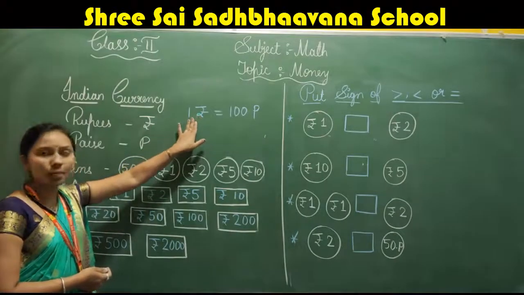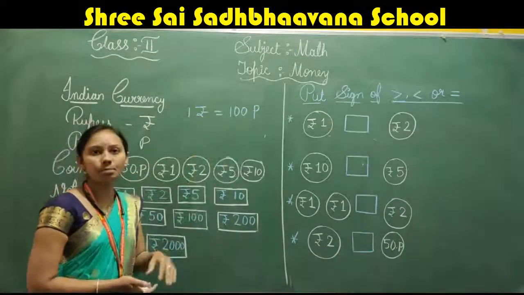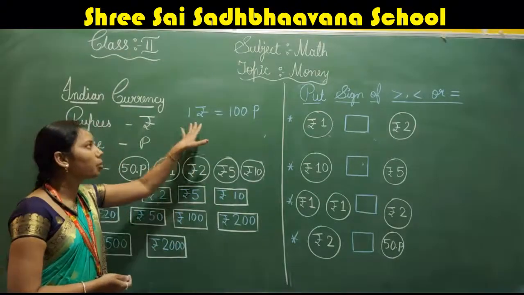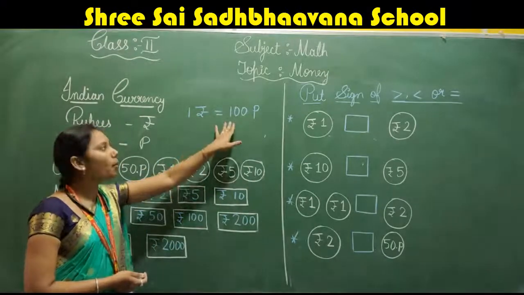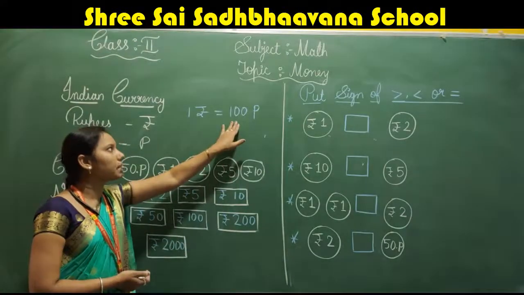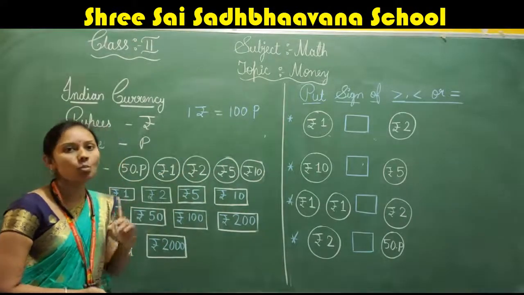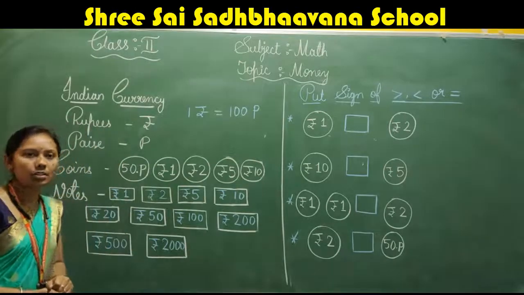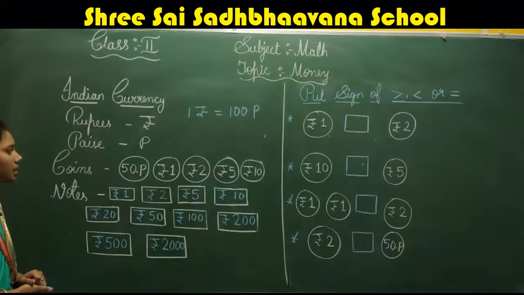1 rupee is equal to 100 paise. That is 1 rupee. If we need 1 rupee, how many paise are required? 100 paise. So 100 paise is equal to 1 rupee. Right, children?